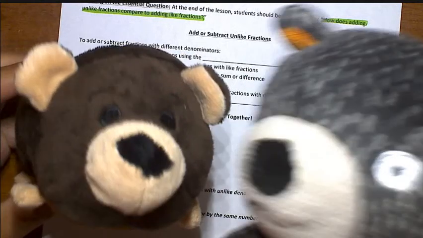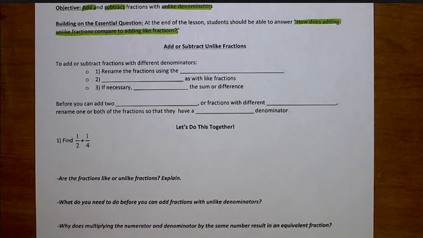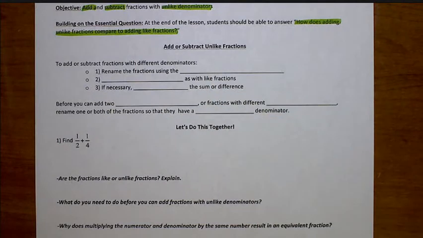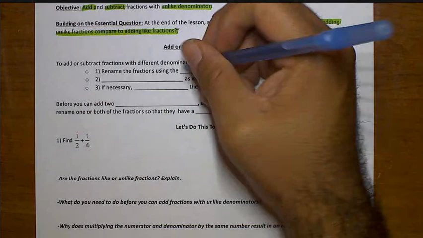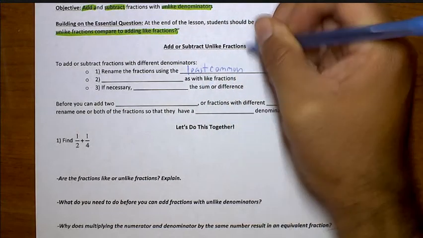That's the whole goal of today. Let's go ahead and get started. To add or subtract fractions with different denominators, we need to follow a total of 3 steps. The first step is to rename the fractions using the least common denominator, otherwise known as the LCD.